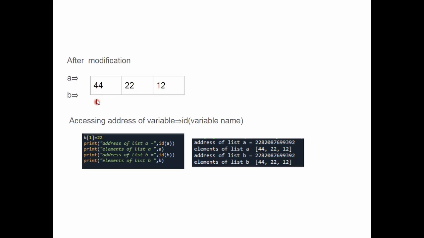How are we going to access the address of any variable, that is, of the list? By using the id function. The way of using it is id and the variable name. It is going to display the address. So this is the address of the father, and the address of the mother will be the same. So both have the same address, and if B of 1 is equal to 222, this location is changed. If this is changed, the location of A is also going to be changed.